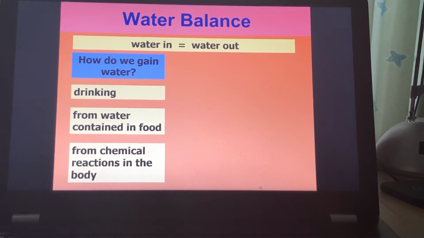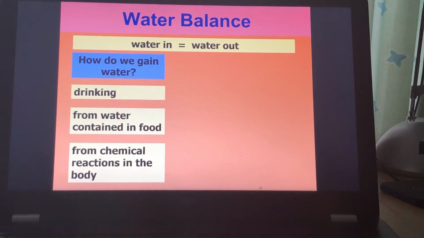Some of those reactions will release water. So there's 3 ways that we can gain water. So we need to have that written down. We gain water by drinking, from the water contained in the food that we eat, and from chemical reactions in the body. Now, I'm going to leave this, you can pause and look at the slide to get it copied down if you haven't got it down already.